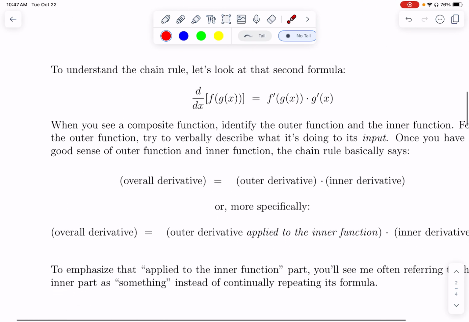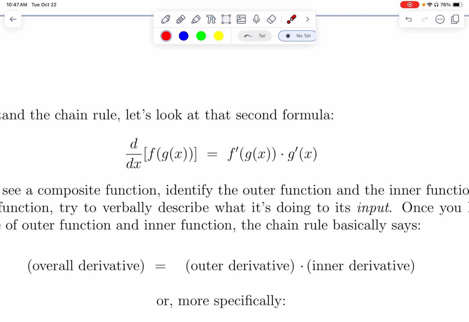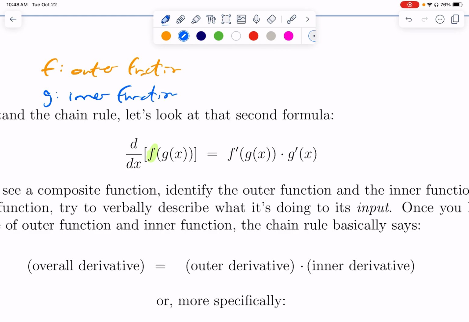So I'm going to help you out with this strategy and then just example, example, example, example. So this is what our formula looked like, the second formula. Here is what you want to get good at. You want to look at composite functions and get a sense of what is your outer function and what is your inner function. So f here is our outer function, and g is our inner function. Sometimes we can tell outer or inner just by looking at parentheses, but you also want to appreciate which one do I actually do first.